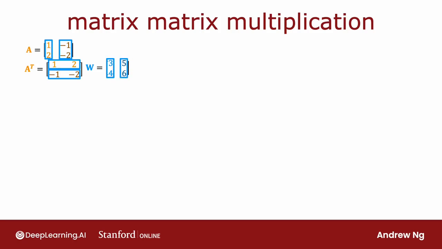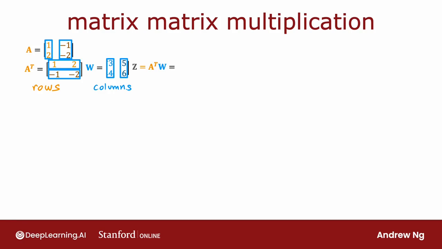One way I encourage you to think of matrices, at least what's useful for neural network implementations, is if you see a matrix, think of the columns of the matrix. And if you see the transpose of a matrix, think of the rows of that matrix as being grouped together, as illustrated here with A and A transpose, as well as W. And now, let me show you how to multiply A transpose and W.